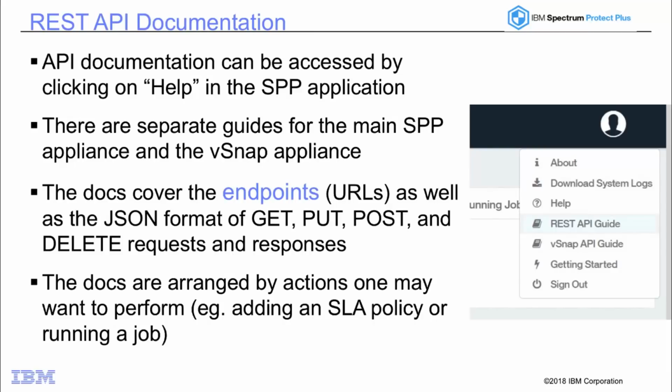The documentation is available from the application itself, and it's broken into two parts. There's a REST API guide and a vSnap API guide. So you'll see the documentation broken into those two particular areas. And the doc will include all of the endpoints or URLs and the JSON format that you can expect to receive from all the gets, the puts, the posts, and the deletes.